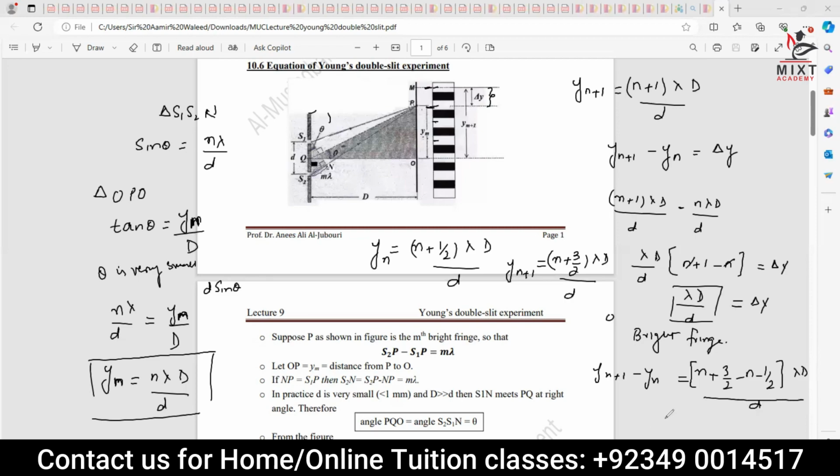So technically speaking, this n and this n cancel. 3 by 2 minus 1 by 2 will be 1. Again, it will be lambda D upon small d. Did you notice that you will get the same fringe spacing? Yes. So the fringe spacing formula will always be the same. The only formulas that differ are this one and this one. Just write these three formulas, because these three formulas will be used while we solve the numericals.